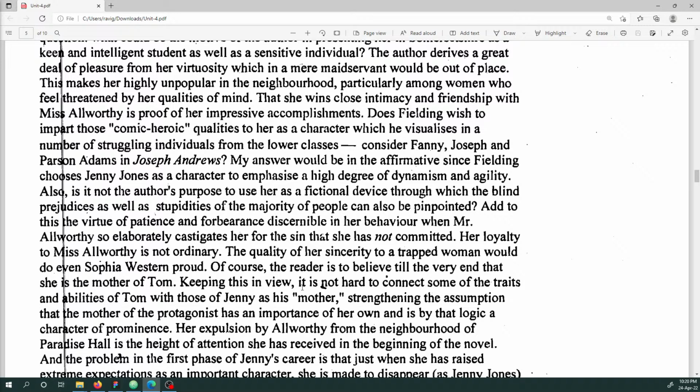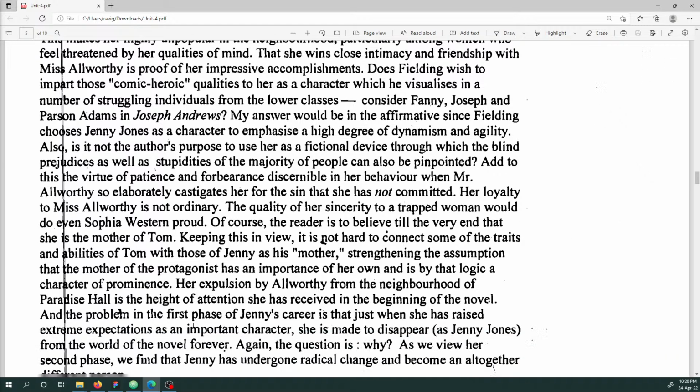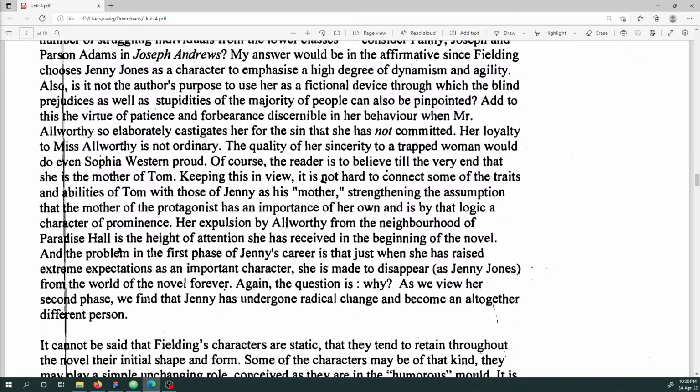Keeping this in view, it is not hard to connect some of the traits and abilities of Tom with those of Jenny as his mother, strengthening the assumption that the mother of the protagonist has an importance of her own and is by that logic a character of prominence. Her expulsion by Allworthy from the neighborhood of the Paradise Hall is the height of attention she has received in the beginning of the novel.